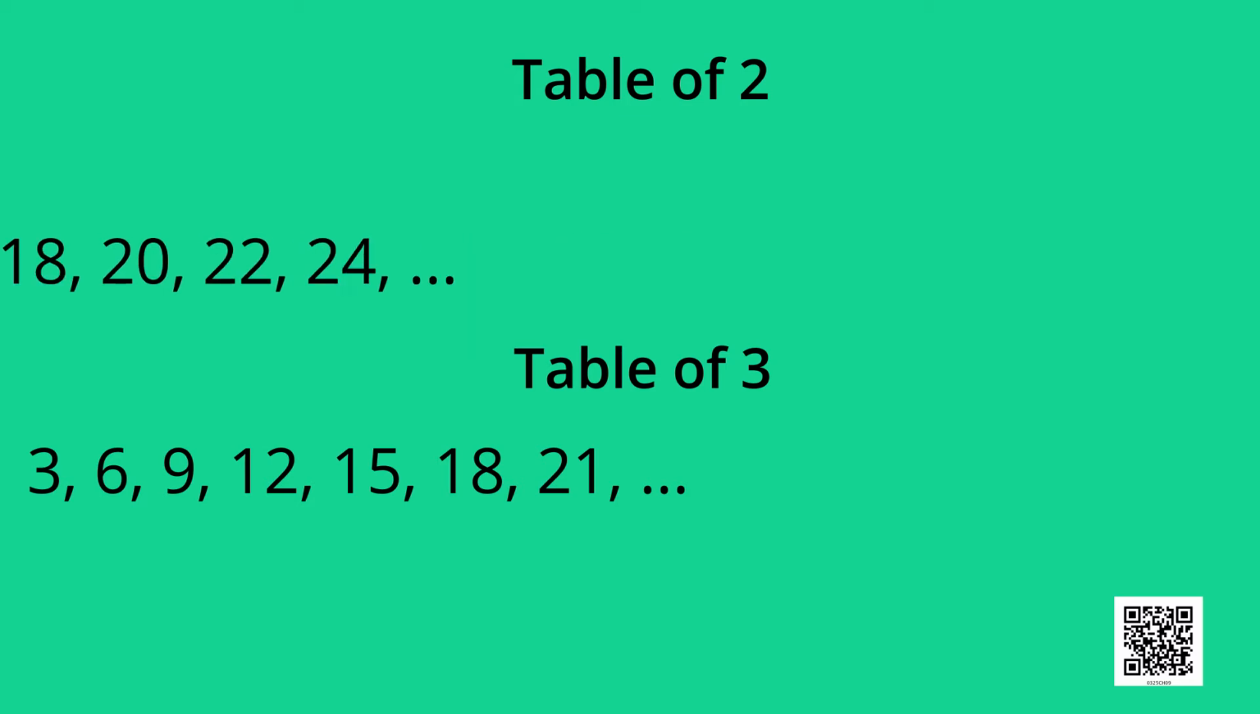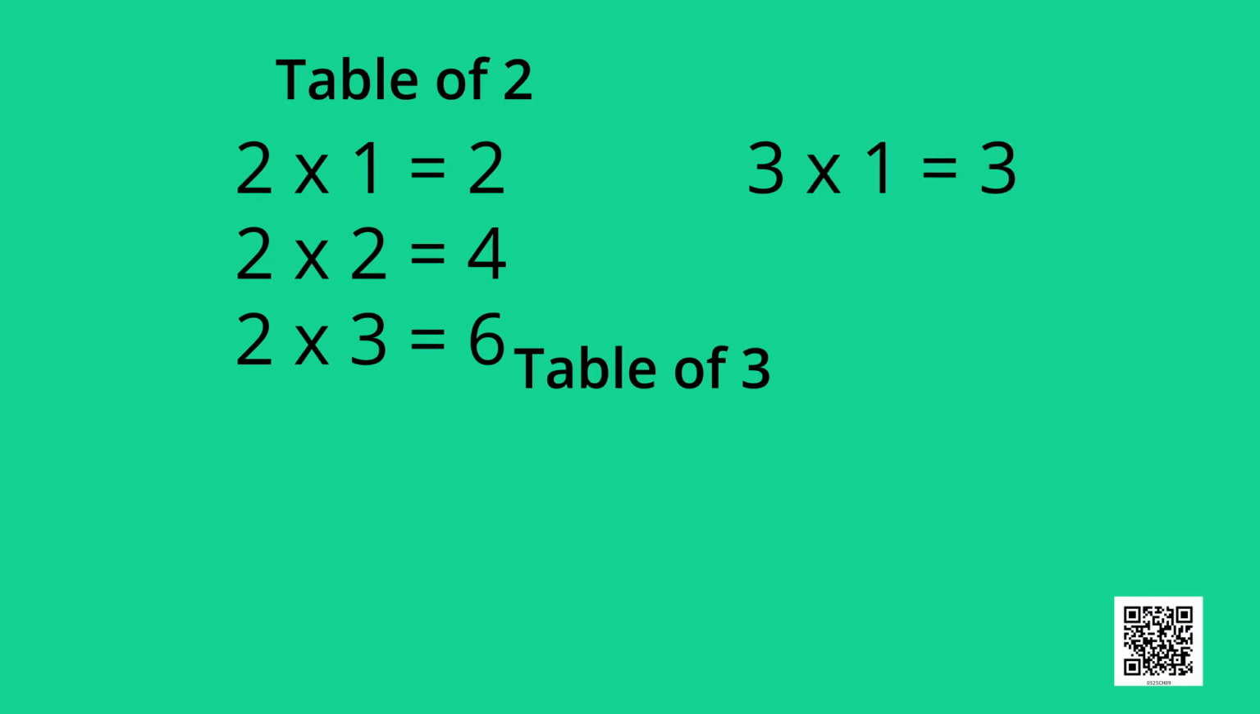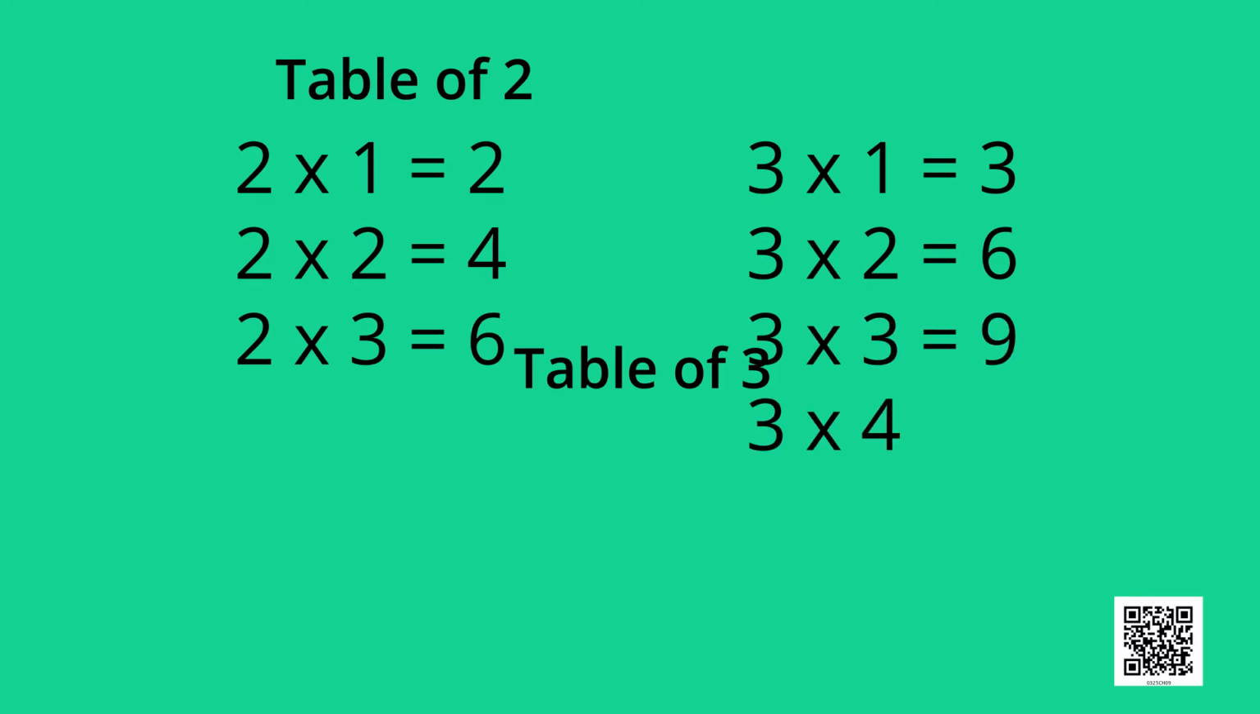What does it mean? It means that if we keep on adding 2 to the number, we get the table of 2. 2 ones are 2, 2 twos are 4, 2 threes are 6, this way. Similarly, if we are doing skip counting by 3, we are getting the table of 3. 3 added 1 time is 3. 3 added 2 times is 6. 3 added 3 times is 9. 3 added 4 times is 12. Similarly, we can make the table of any number.